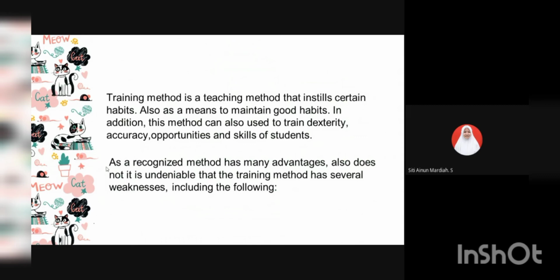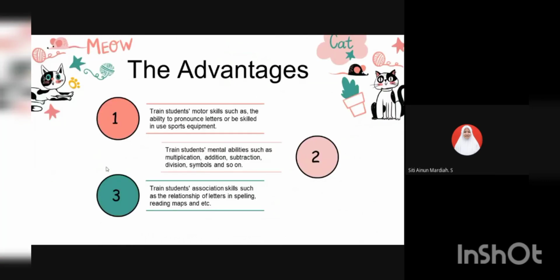As a recognized method it has many advantages, but it is also undeniable that the training method has several weaknesses. The following are the advantages. The first is to train students' motor skills, such as the ability to pronounce letters or be skilled in using sports equipment.